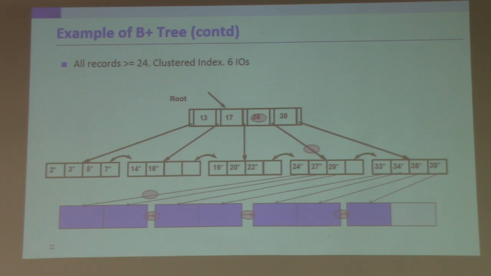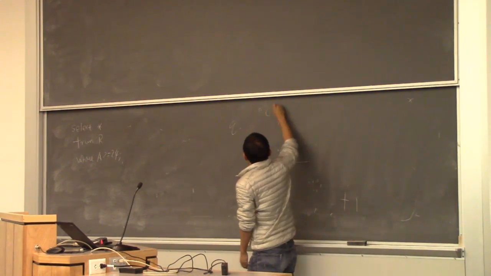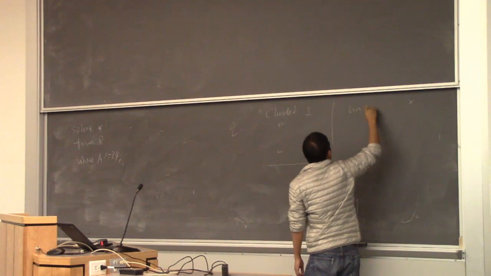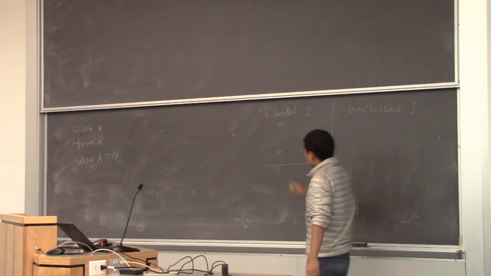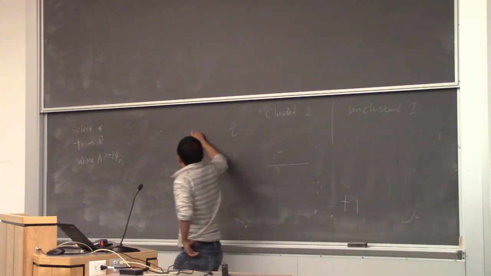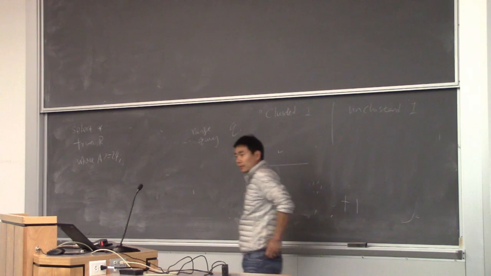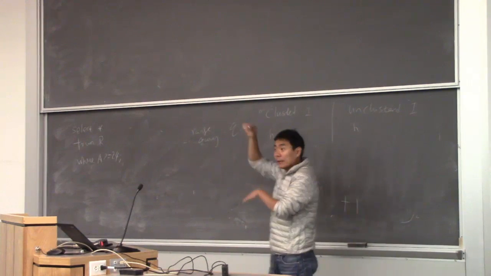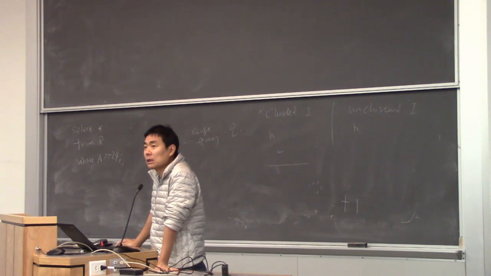So here, I'm going to do this analysis for you. For a range query Q, what is the query cost, for a clustered index and an unclustered index? Obviously, in both cases, you have to pay the height of the tree to go down to the leaf level. That's the same for both cases.